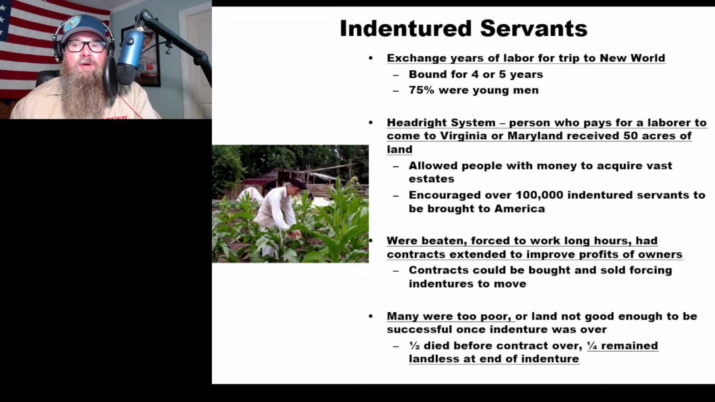And so a lot of them died, and you see a quarter of them didn't even get any land at the end. So it didn't work out well for them. Not very well at all. All right.